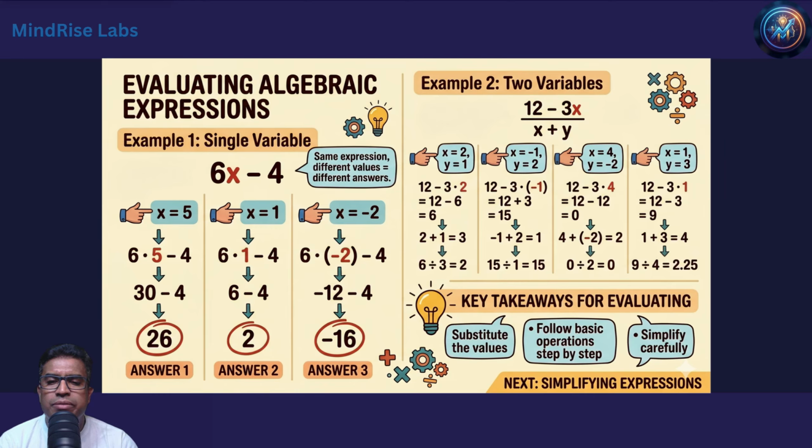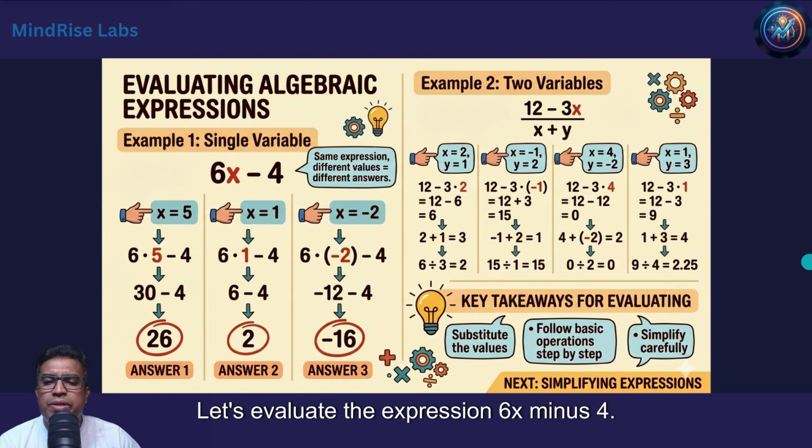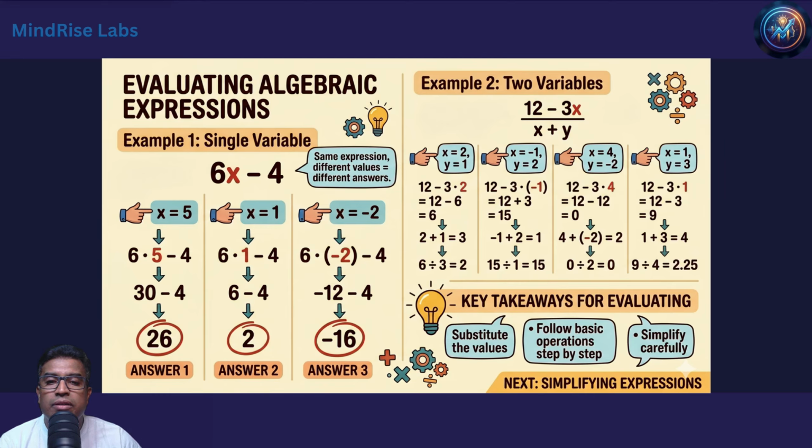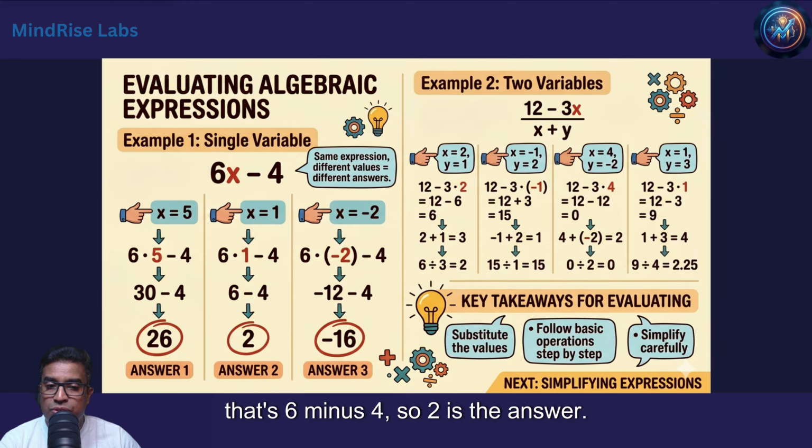Example 1 here. Let's evaluate the expression 6x minus 4. Now we will try different values of x. First, when x is 5. 6 times 5 minus 4, that is 30 minus 4, which gives us 26. The next one. When x is 1, 6 times 1 minus 4, that's 6 minus 4, so 2 is the answer.